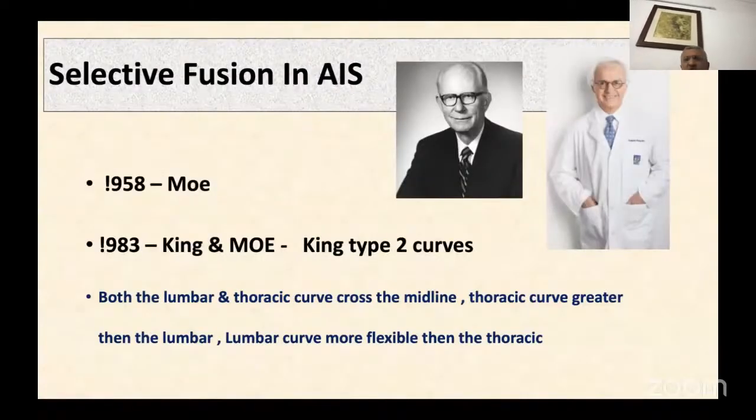The concept is not something that is new. Actually, when the King and Moore classification was put forward, since that time, for the type 2 King curves, people used to do a selective fusion. That means when both the lumbar and thoracic curve cross the midline, the thoracic curve is greater than the lumbar curve, and the lumbar curve is more flexible than the thoracic curve, you fuse only the thoracic curve. And this concept was done way back in the 1980s.